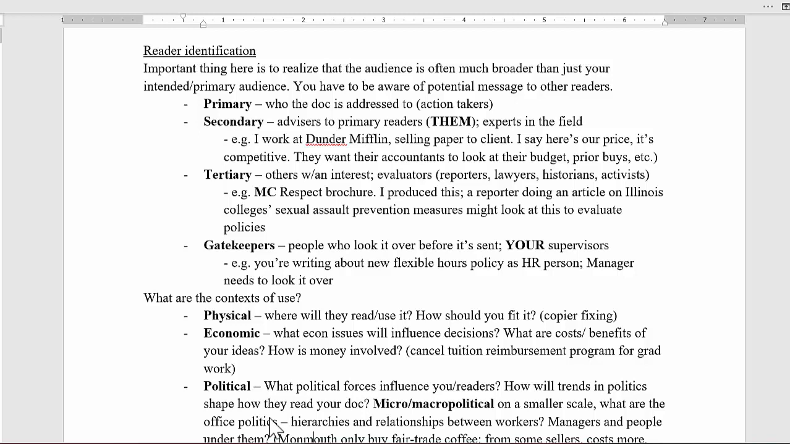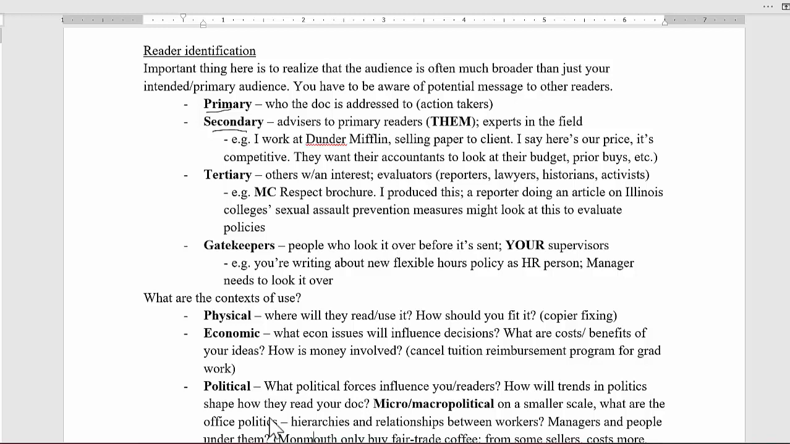You have to be aware, though, that there are other people that may read the document that were not necessarily your intended readers. So we call the primary reader the person who you're really addressing the document to. That's the person who needs to make the decision or who really needs the information that you're writing. But they may share that information with secondary people. The secondary people are often the advisors.